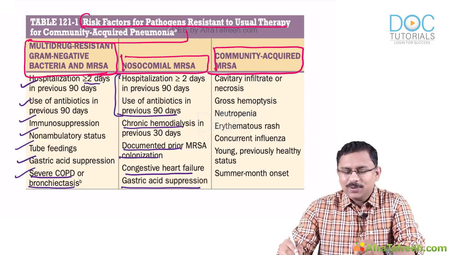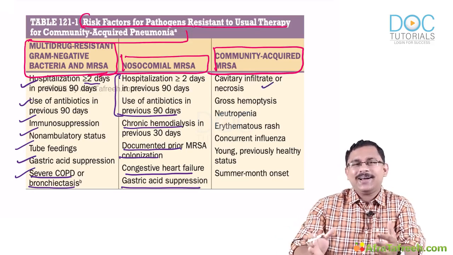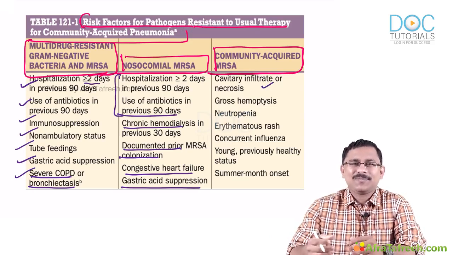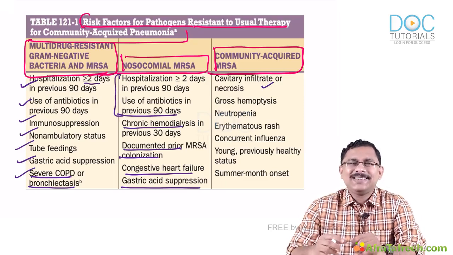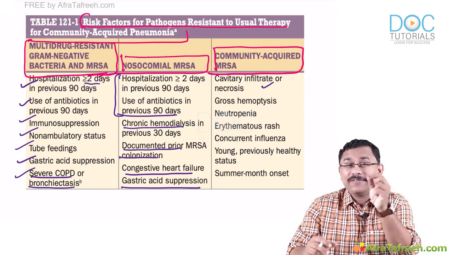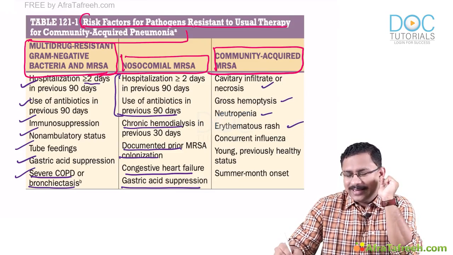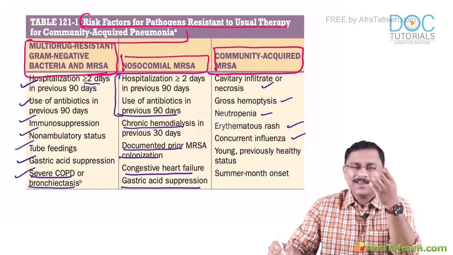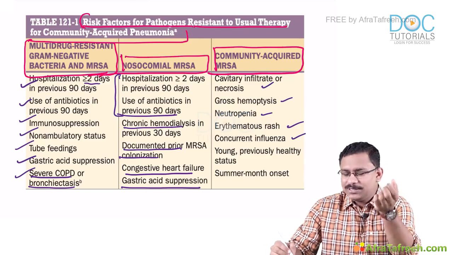Then coming to community acquired MRSA, cavitary infiltrate or necrosis, because suppose you have had a hospital admission where you had a pneumonia which has cavitated, or you had a necrotizing pneumonia, which means your pulmonary reserve is affected. You have already had some damage, which means a secondary superimposed infection is likely. And gross hemoptysis, neutropenia, rash, concurrent influenza, which means whenever there is a concurrent influenza, it's again likely to bring down your immunity, especially the cell-mediated immunity.